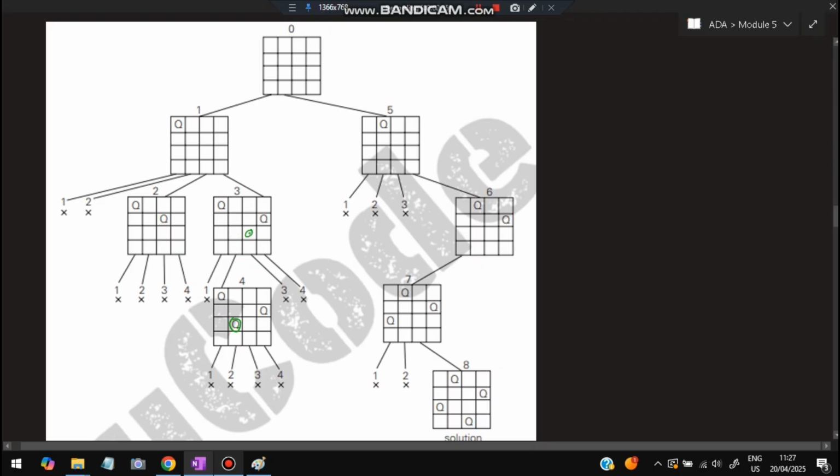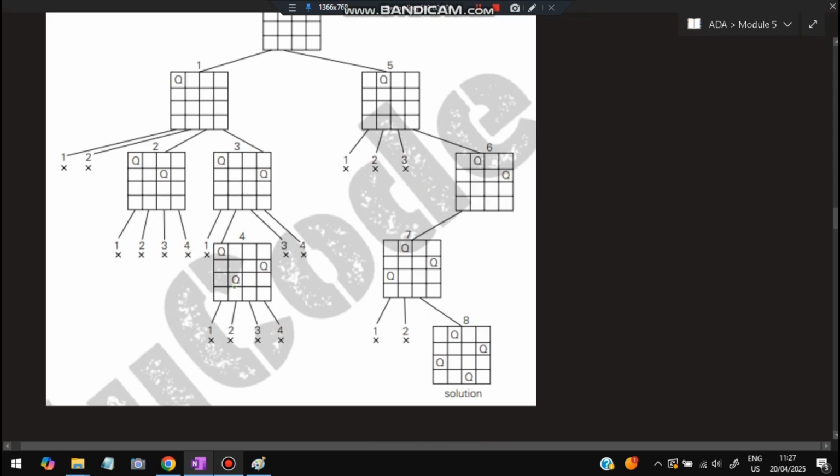Okay, third position can I have? No. Fourth position can I have? No. So second position is looking fine, right? So we'll place a queen, third queen in the second position. Now where will I place the fourth queen?